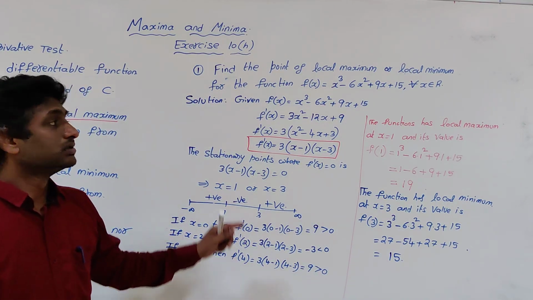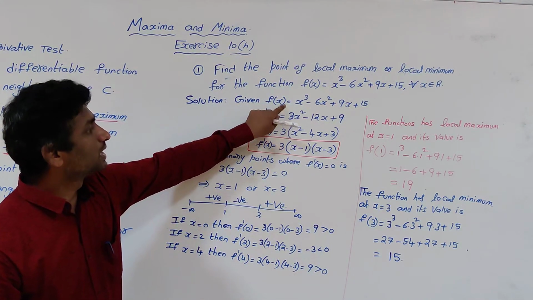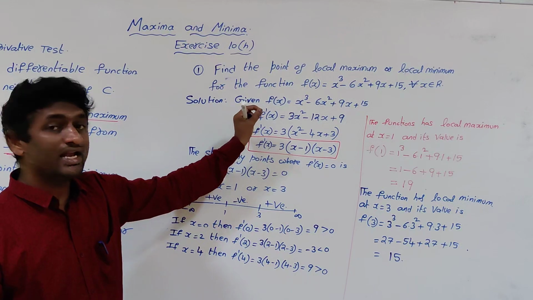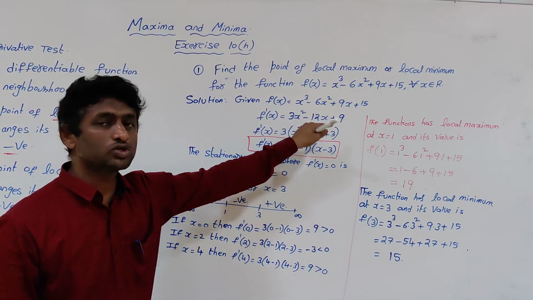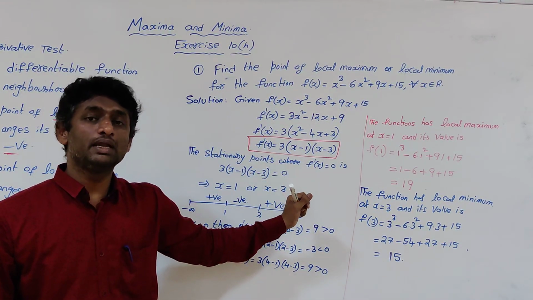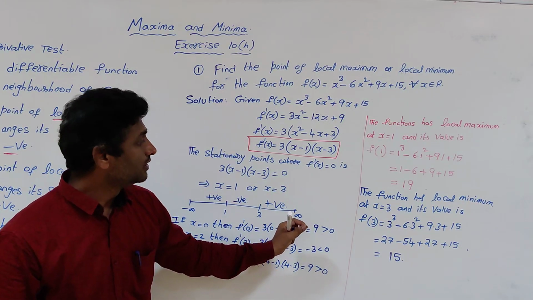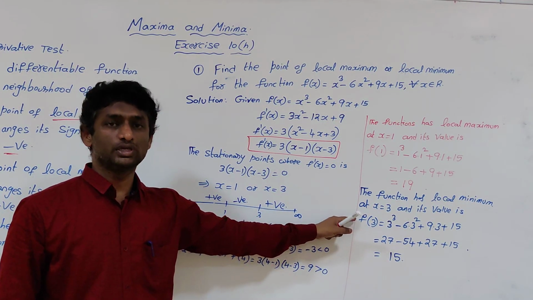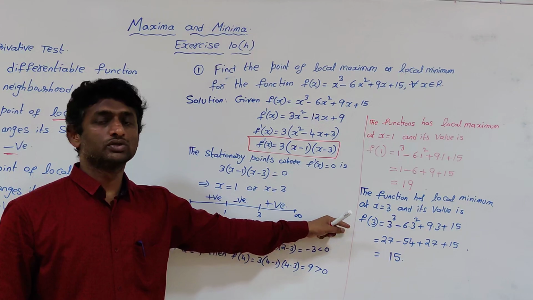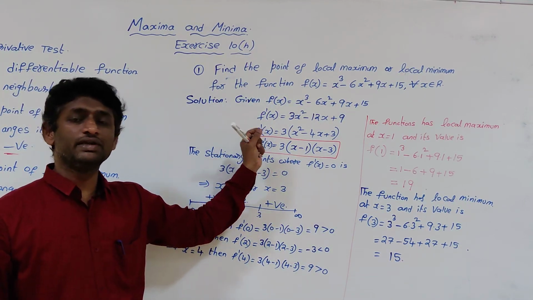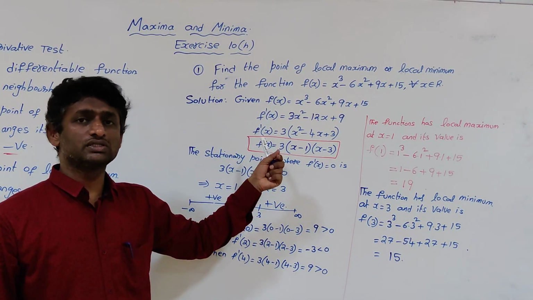So for this function the local maximum value is 19 at x equal to 1 and the local minimum value is 15 when x is equal to 3. So this is by using the first derivative test. Now we will go for a similar problem.